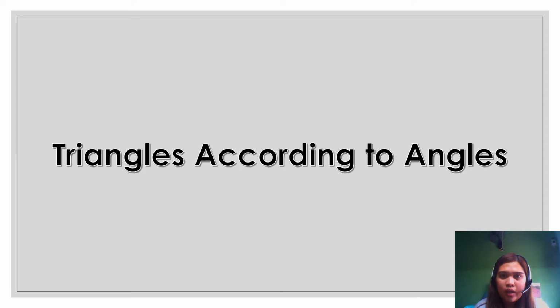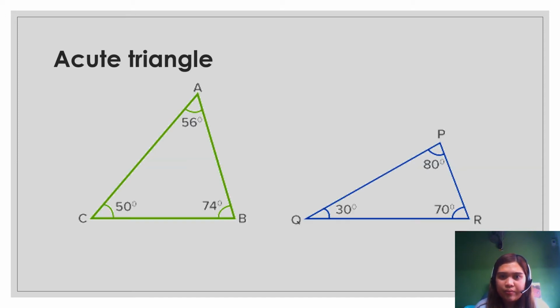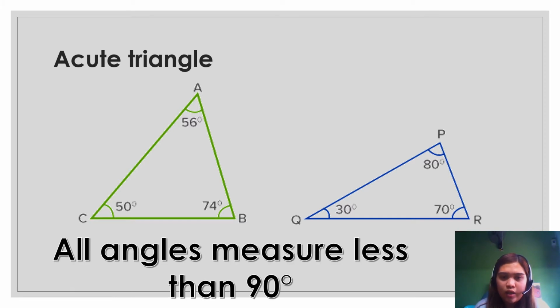We can also identify triangles based on their angles. An acute triangle has all angles measuring less than 90 degrees. As you can see in this illustration, all angles given are less than 90 degrees.